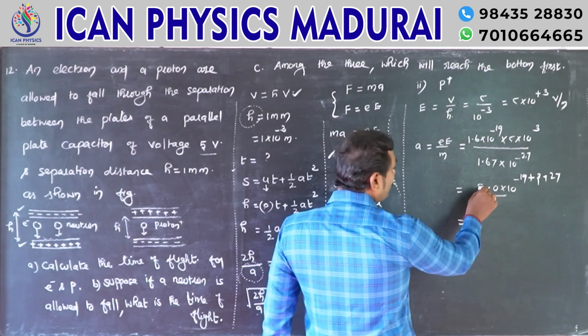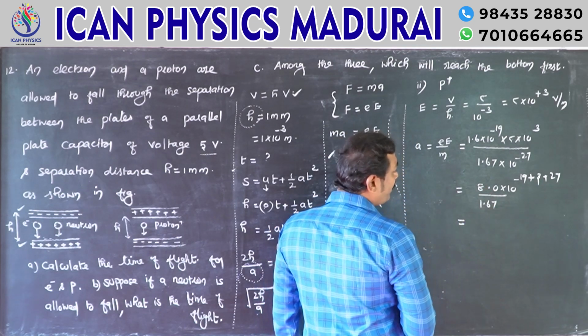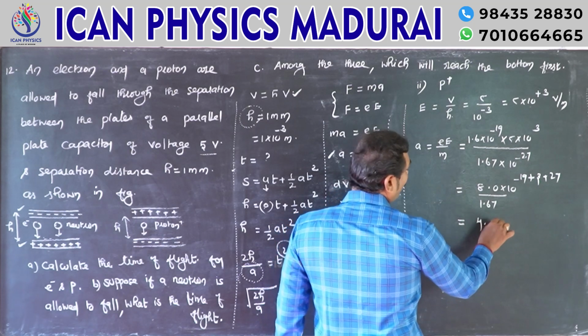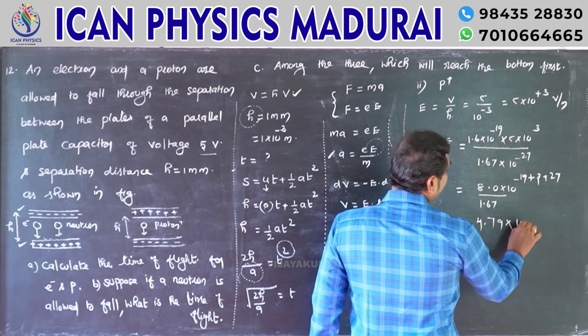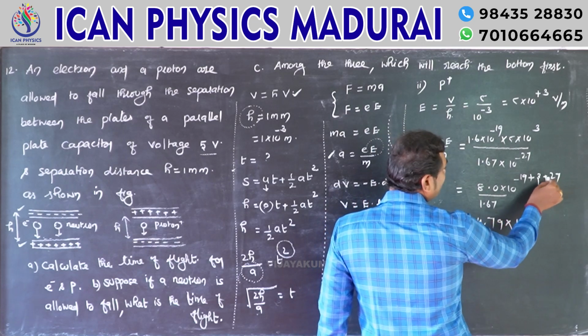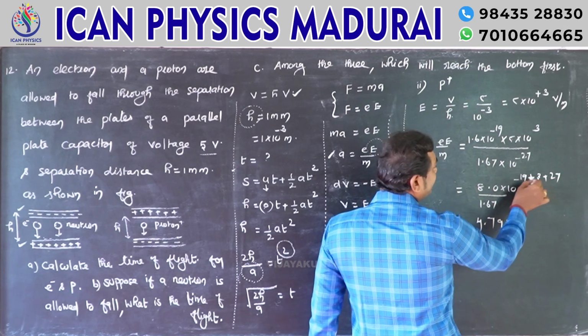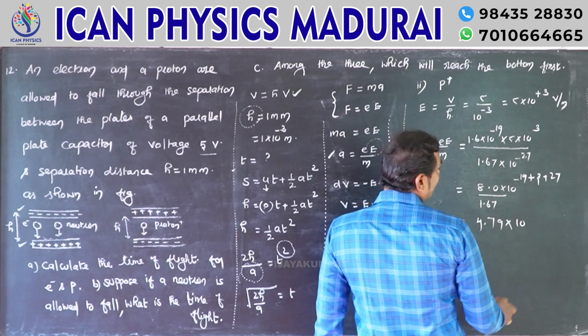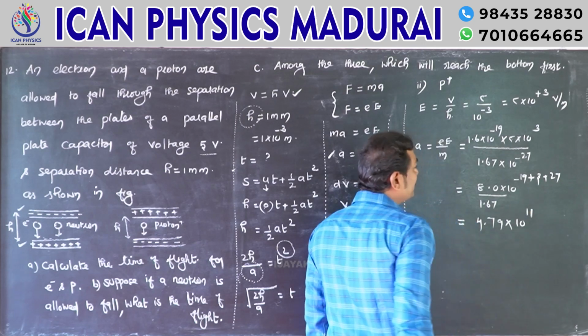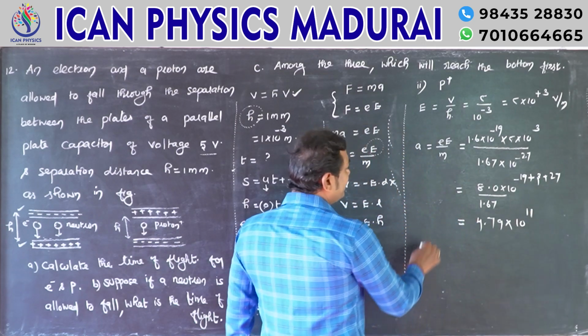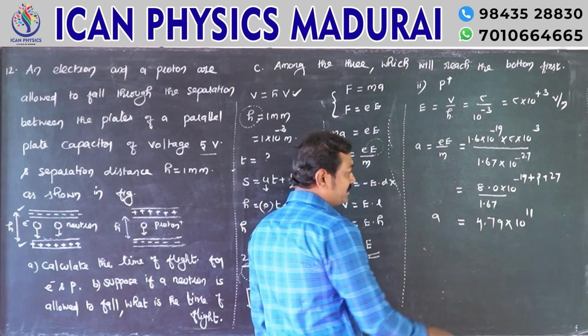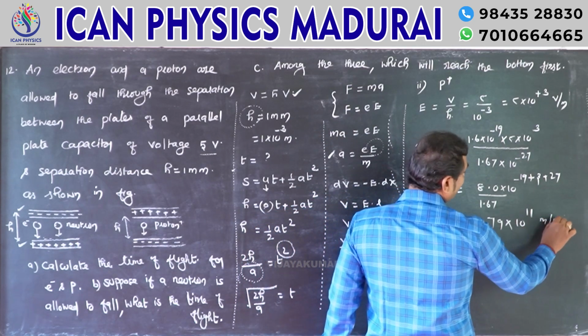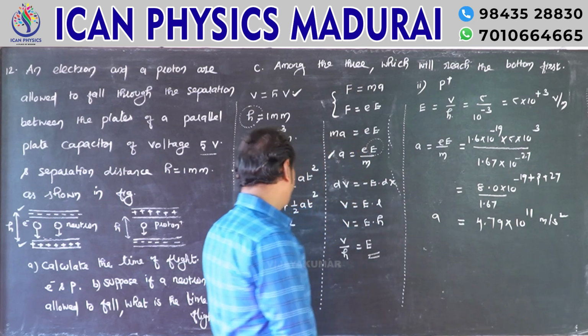So now 8 divided by 1.67 is 4.79 into 10 to the power 27 plus 3, 30. 30 minus 19, so it becomes 11. This is the value of acceleration. So what is the unit of acceleration? Meter per second square.